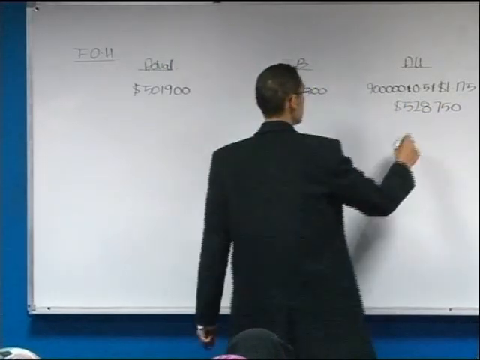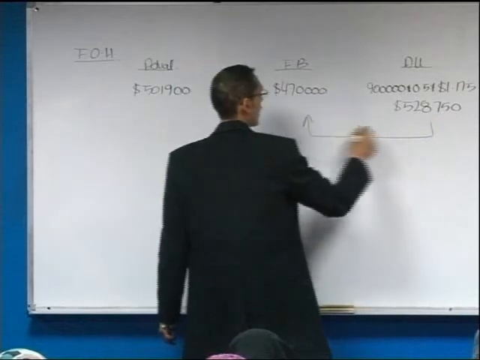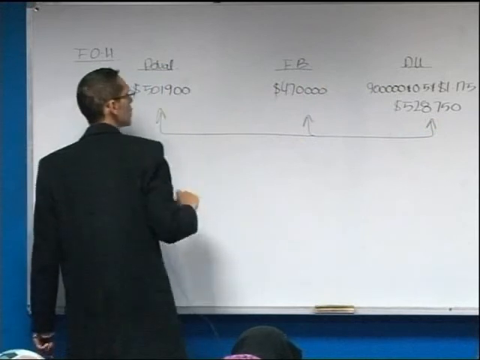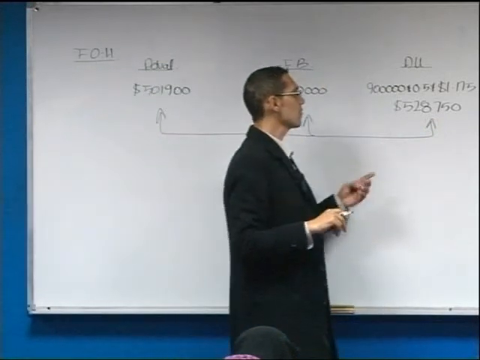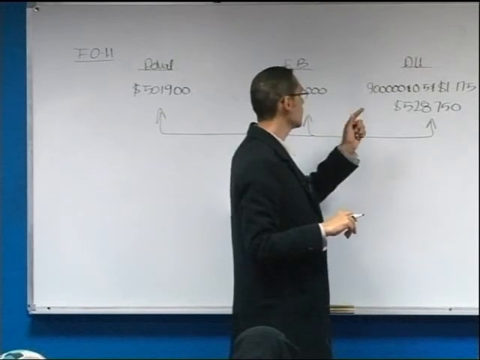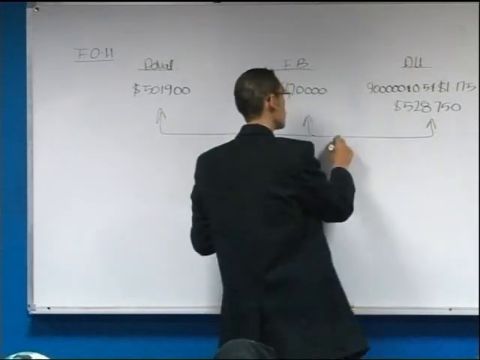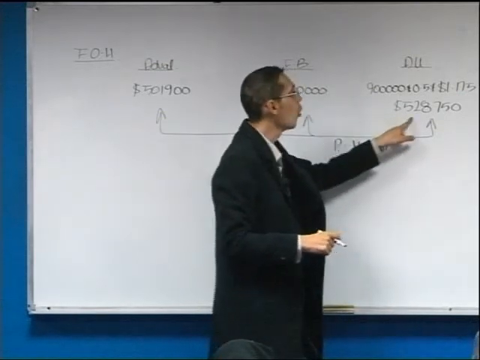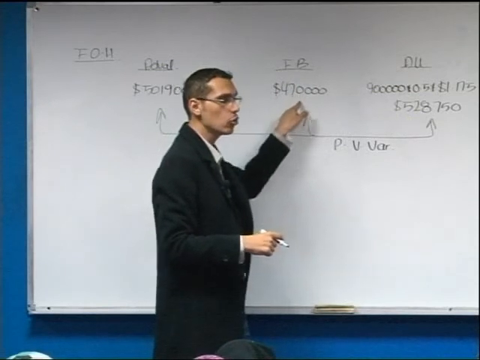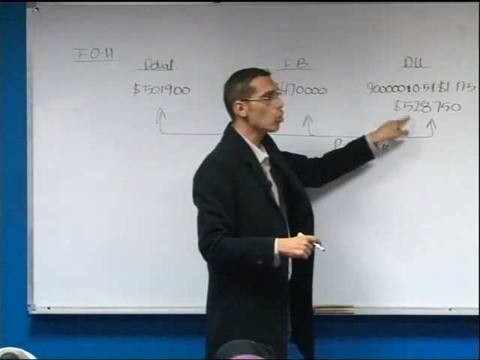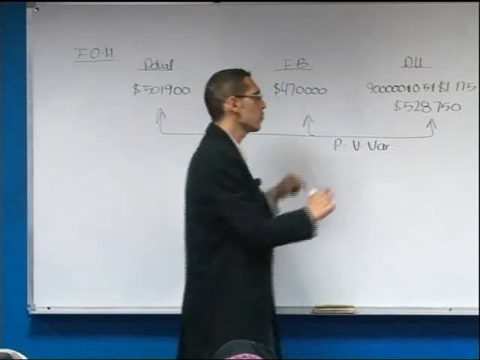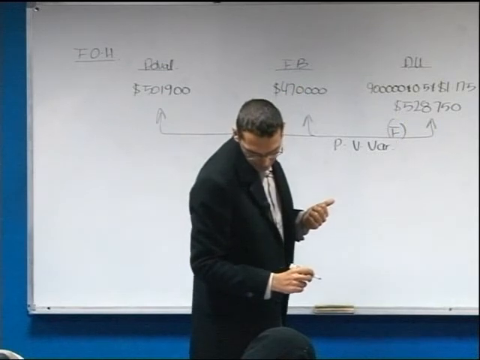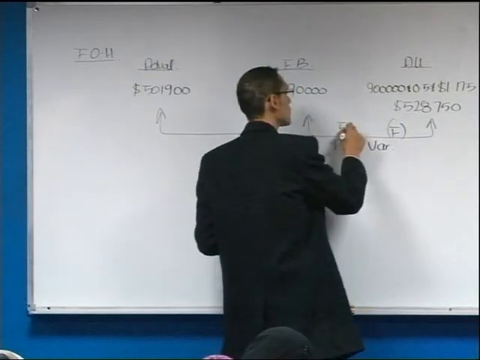Now, as we can see, we can calculate the different variances easily. The difference between the 528,750 and the 470,000 is the production volume variance. Of course, we allocated more than what was expected. Therefore, we produced more units than what was expected. Therefore, this is a favorable variance by the amount of 58,750.